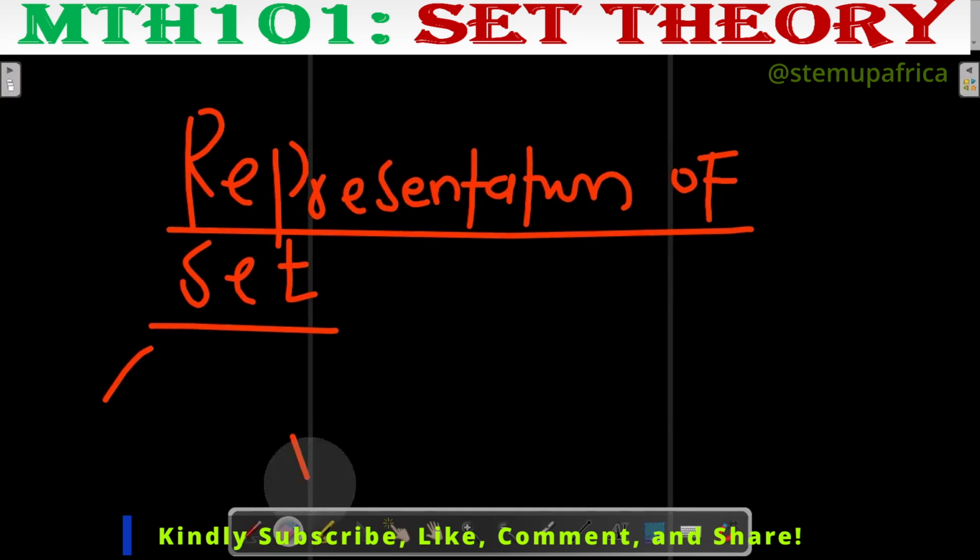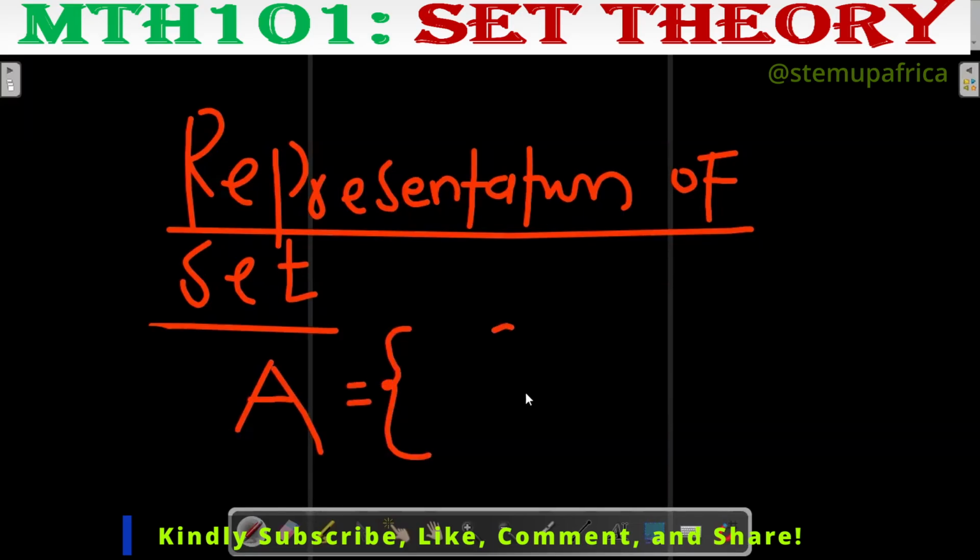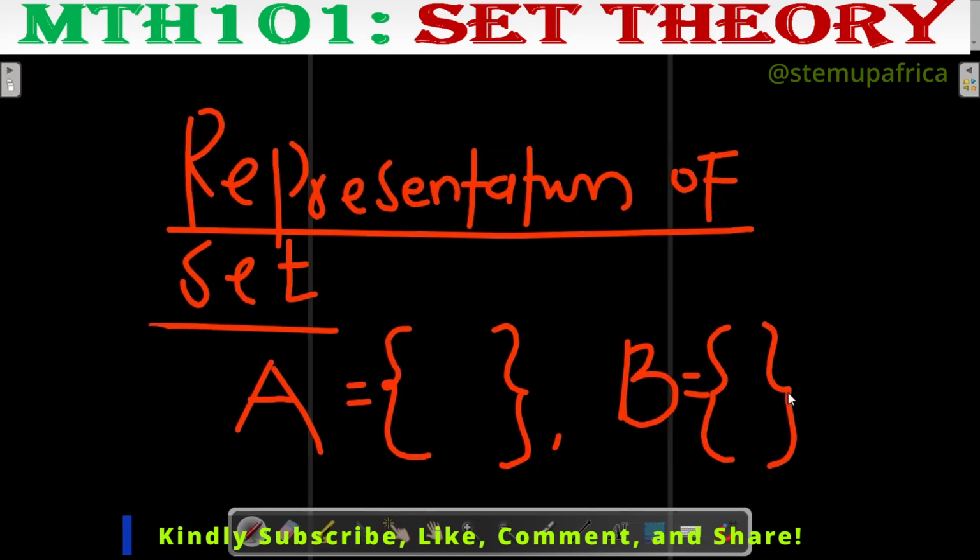For instance, you can have set A in capital letter, then you put the set of items. Then you can also have set B, and you put the set of items under set B. So sets are usually denoted in capital letter. If they want to give you any set, that set will be represented in capital letter. They will not give you the set of things that is there, but the set itself is represented in capital letter.